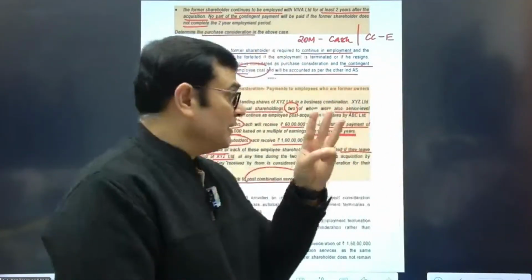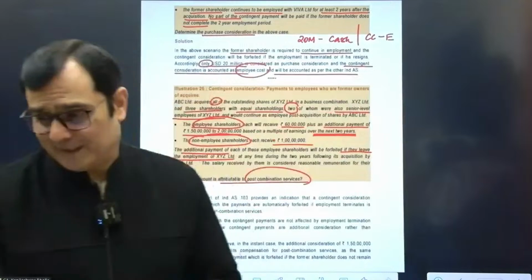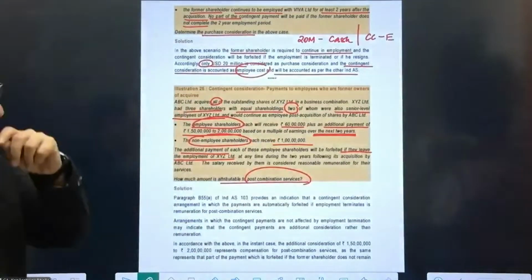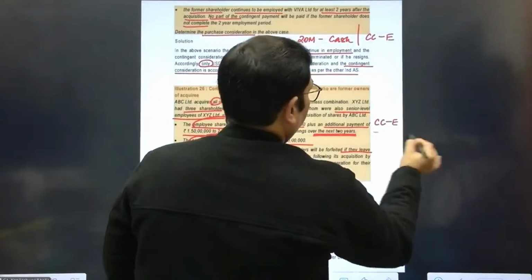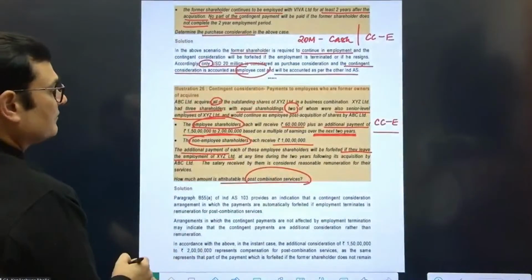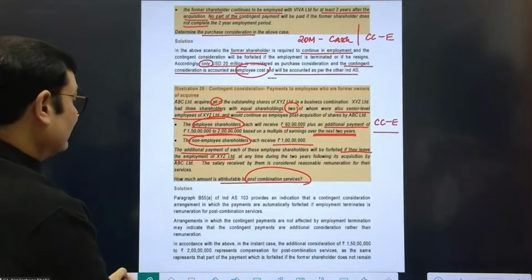Number 1, is the payment made in the future? Yes. Is the payment based on ifs and buts? Yes. Is the payment based on a service condition that you need to put in 2 years of service? Yes. CCE or CCS? What do you say? And that's rightly said. Again, it is supposed to be a contingent consideration in the employee's capacity because a service condition is attached. So I think I'm just going to go a little quick on the answer.